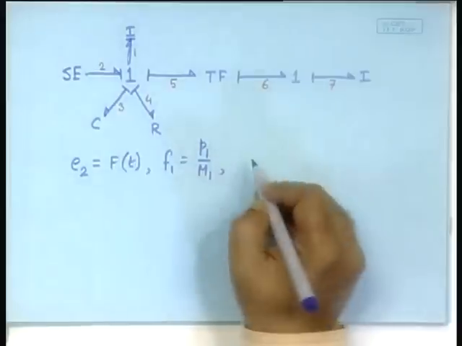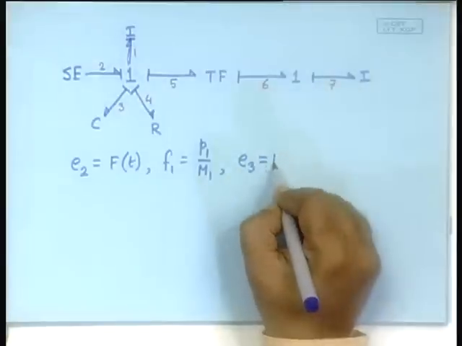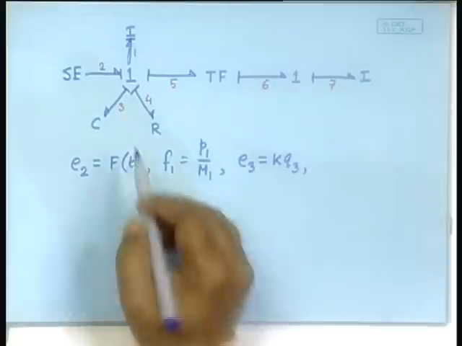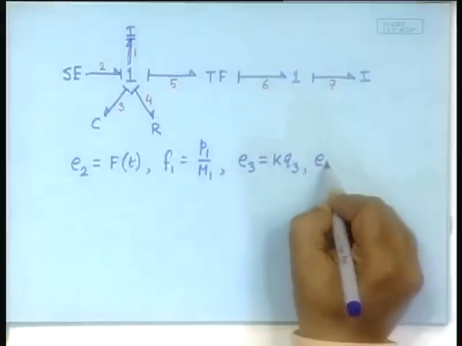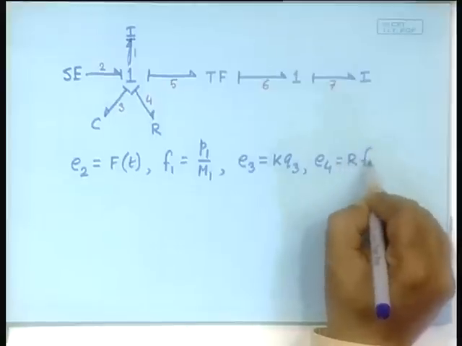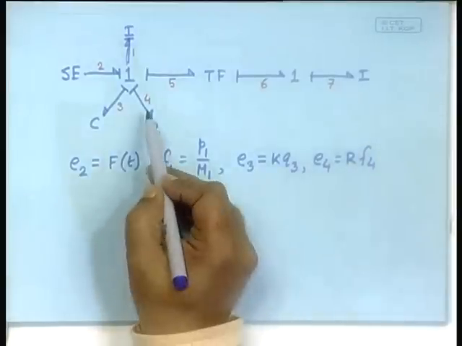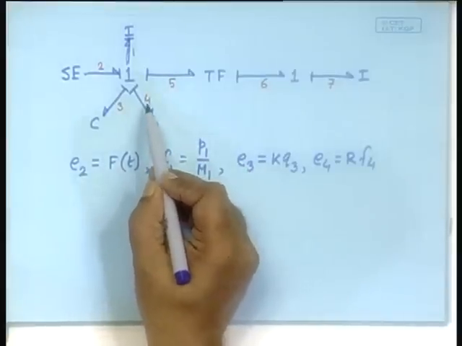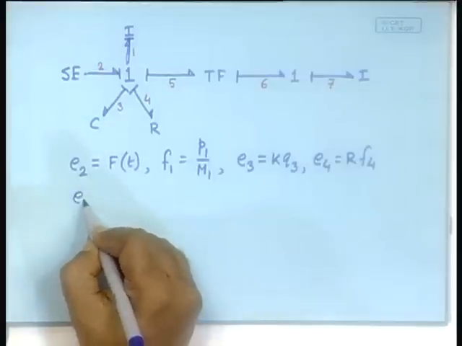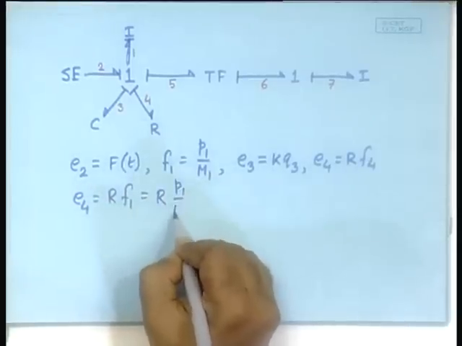What does this element give? E3, which is related to this spring. So, it is K Q3. This element gives, R gives what? E4. E4 is R F4, fine. R F4 is equal to what? Yes, the information is coming from there. So, E4 is equal to R F1, which is R P1 by M1.